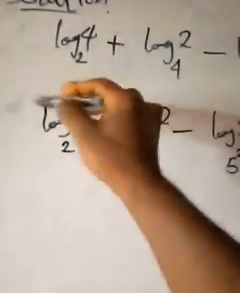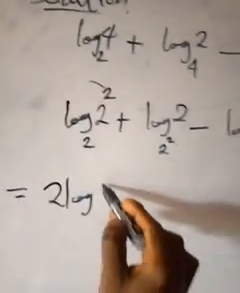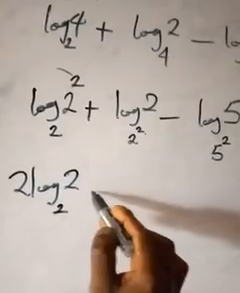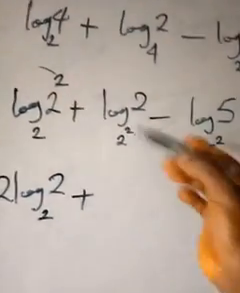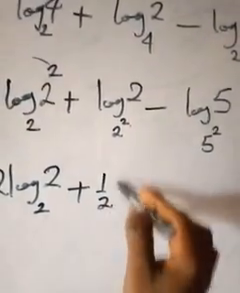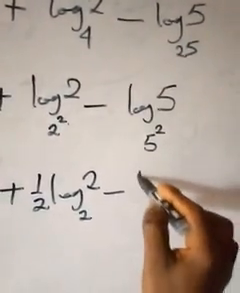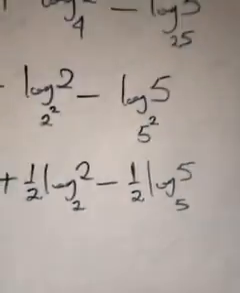Now these 2 can come here. We have 2 log 2 base 2. Now plus this one will now change to inverse. The reciprocal of the power will now multiply with that, which will be 1 over 2 log 2 base 2 minus 1 over 2 log 5 base 5.